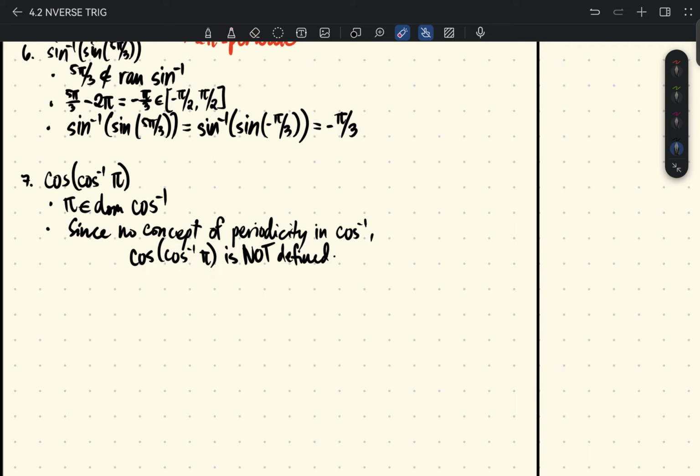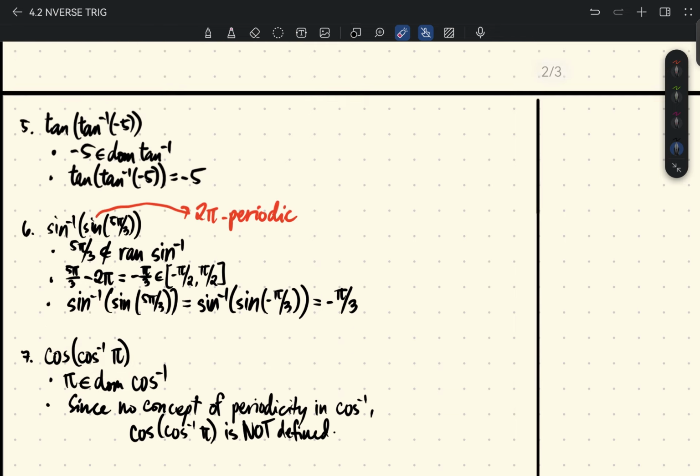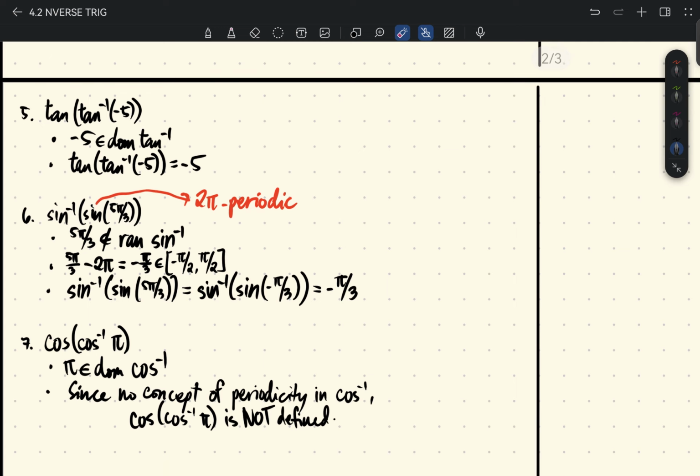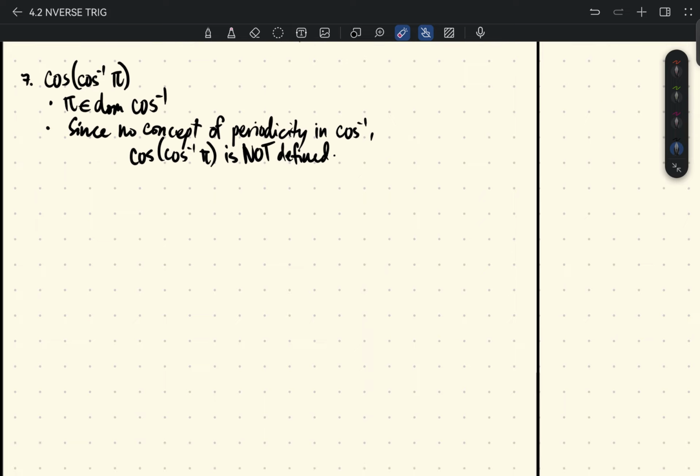So for these kinds of questions, you really have to be careful. If the function inside is the inverse, you have to make sure that this number is inside the domain of the inverse. But if the one inside is a regular trigonometric function, you have to make sure first that this number is in the range of sine inverse. And if not, you can invoke the periodicity of your sine function, or in general, your trigonometric function. Okay?